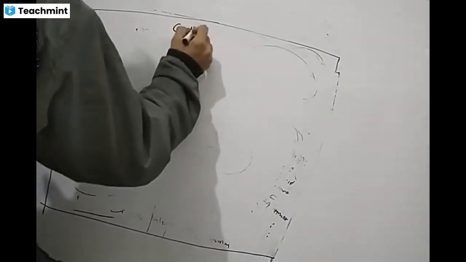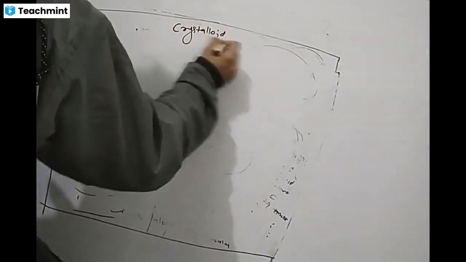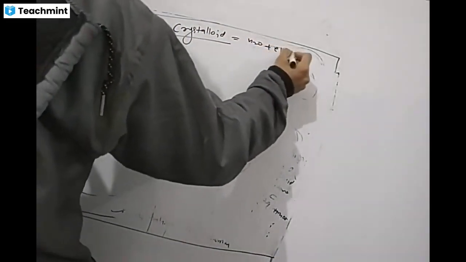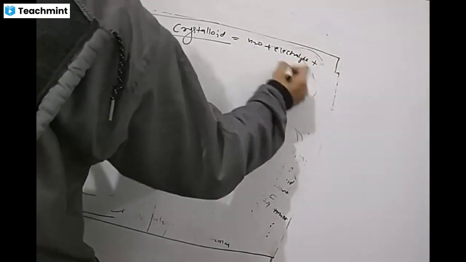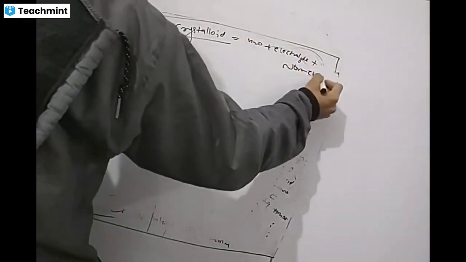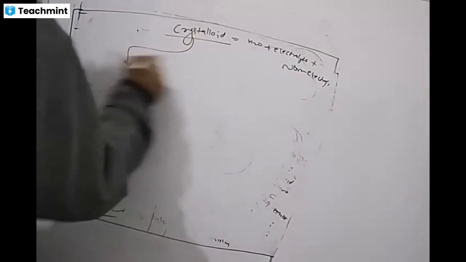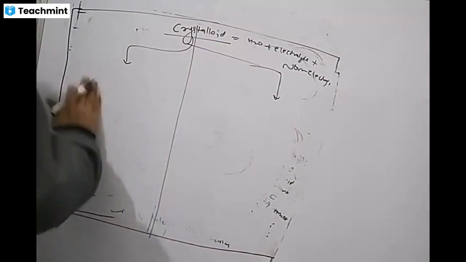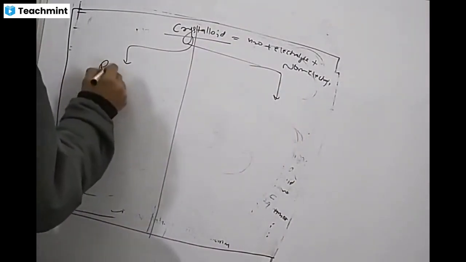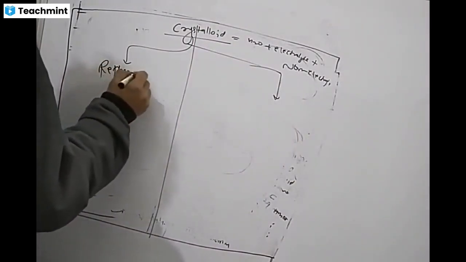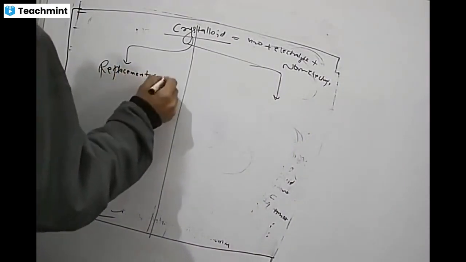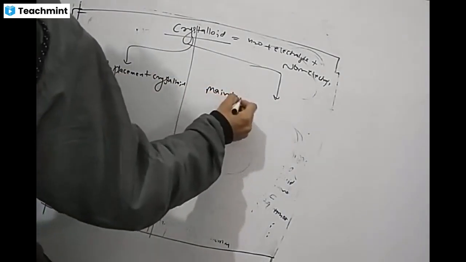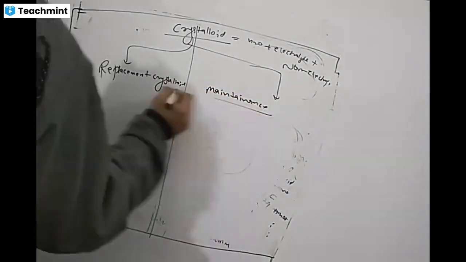If we look at the crystalloid, they contain water plus electrolyte plus non-electrolyte. These crystalloids may be divided into two parts. One is replacement crystalloid and one is maintenance crystalloid.